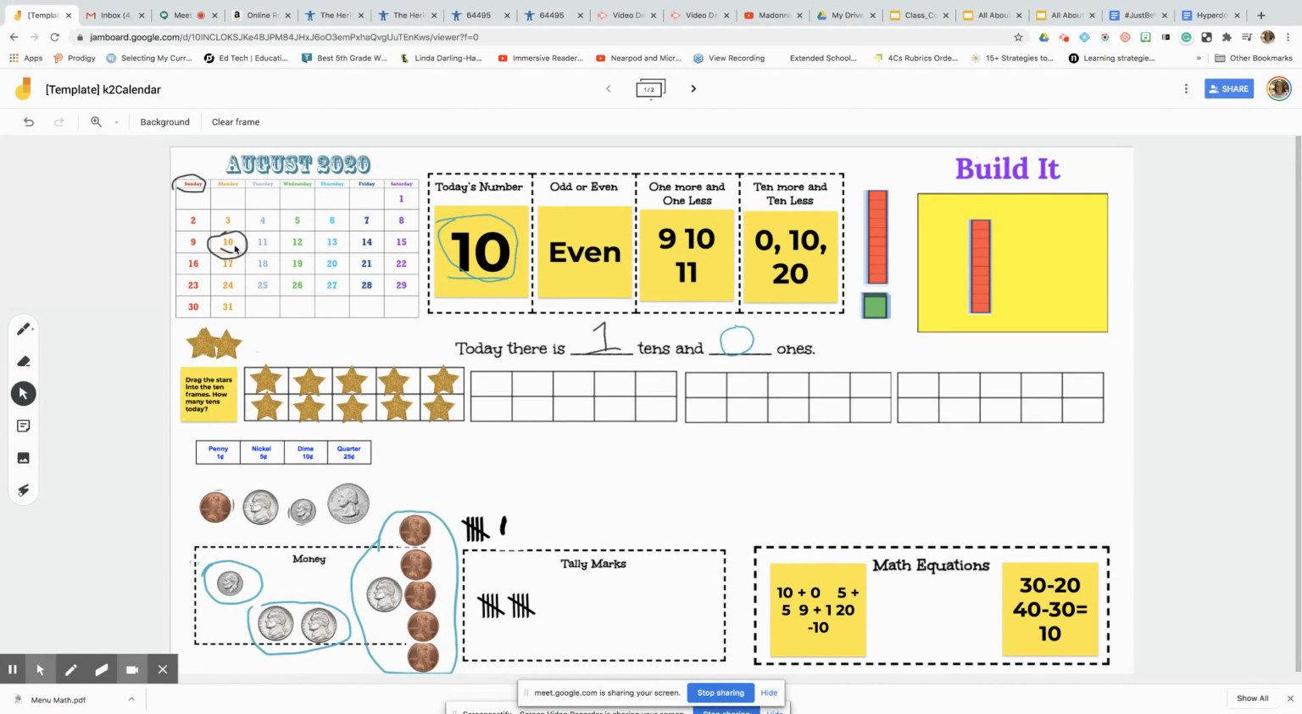Tomorrow, we get to work on what number? 11. And 11 is 1 more than 10. So I'm going to share a copy of this Google Jamboard for you, and you can work on your own. And then when we come to our class meeting, we can share all of the ways that we've made the number 11.